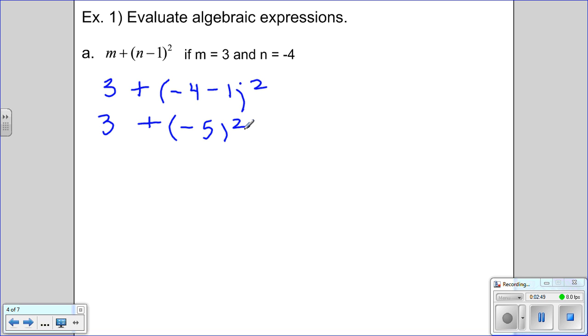Okay, number 2, the next order of operation is the power. So I'm going to keep rewriting my expression here, evaluating one thing at a time. 3 plus -5 in parentheses squared. That power means use -5 as a factor twice. So it means -5 times -5. That's positive 25. And then 3 plus 25, our last operation. Add them together, we get 28. There's your answer.